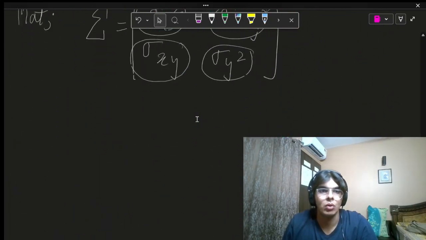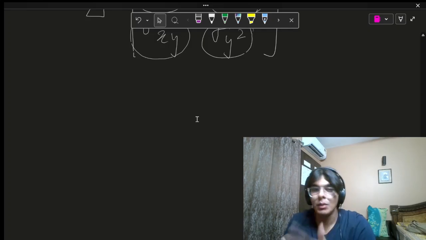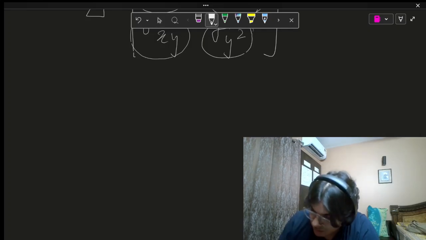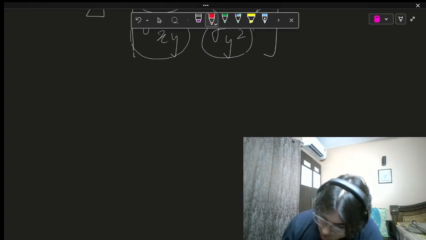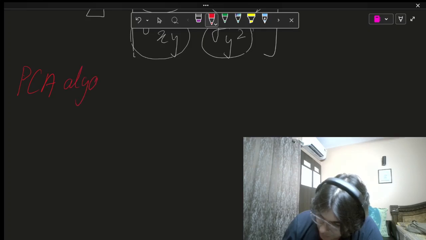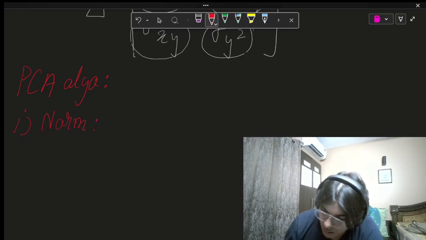Now, what do we do in the PCA algorithm? Let's discuss it. When we talk about the PCA algorithm, what are the steps that we do? The first step, very intuitive, is to normalize the data, or you can say centralize the data. How do we do that? We calculate x prime as x of i minus x bar.